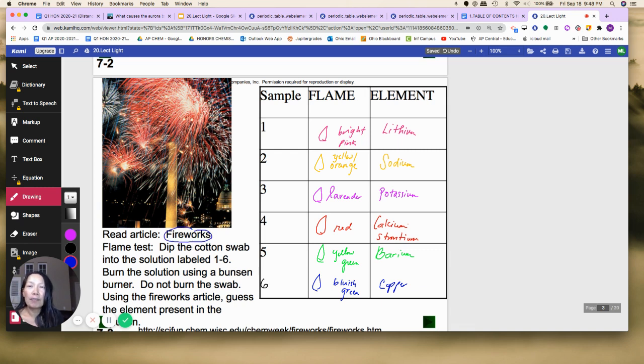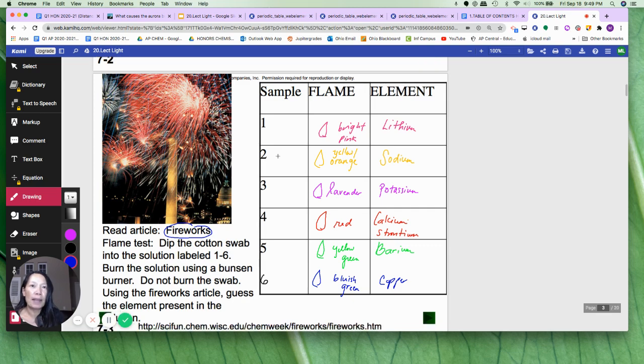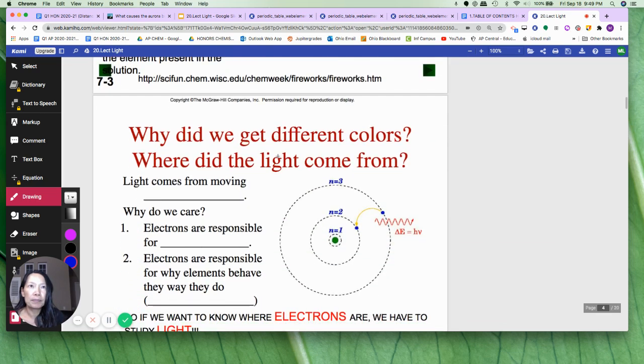Okay, so you guys read about fireworks, and you noticed that in fireworks they put different metals. The different metals give off different colors. And here are some of the colors that you saw in that video. The reason why each metal gives a different color is because each metal has different electrons in it. Since the electrons are different, or different numbers of electrons, different arrangements of electrons, then you get different colors. You get different energies coming out of that atom.